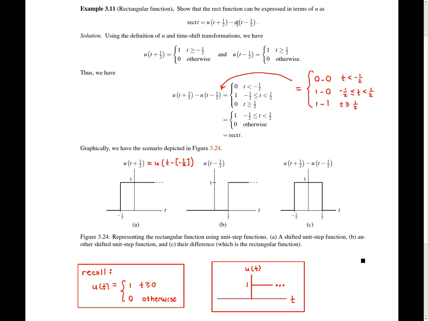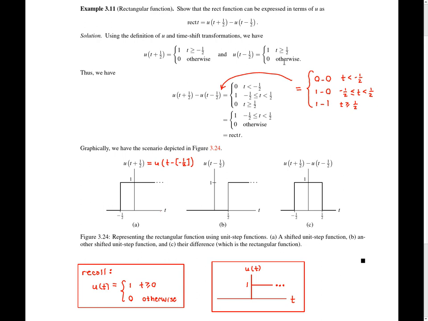Then if we focus on the second term, u of t minus 1/2, this expression corresponds to a unit step function that's been shifted 1/2 unit to the right. In other words, shifted by positive 1/2. So again, we're going to take this function shown in the graph at the bottom, u of t, and shift it 1/2 unit to the right, which will give us this function here. So this is the function u of t minus 1/2. From these two graphs, we can very easily write expressions for u of t plus 1/2 and u of t minus 1/2.